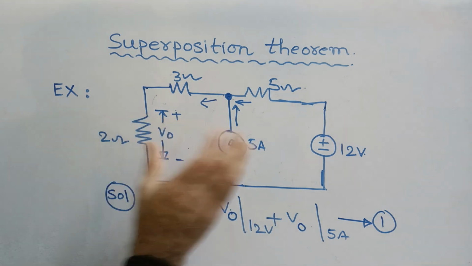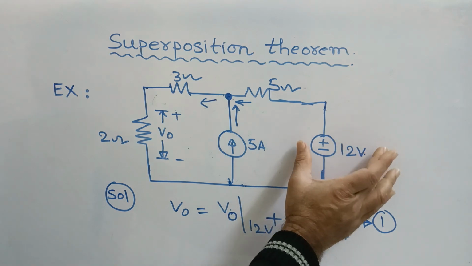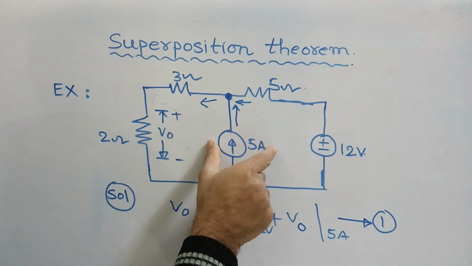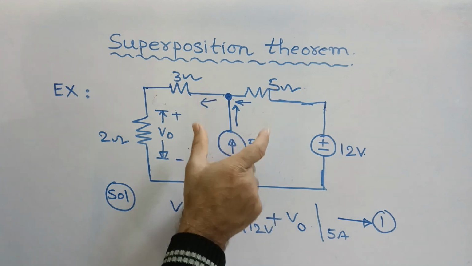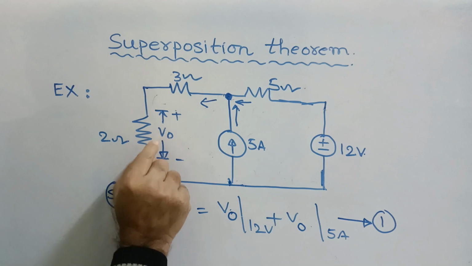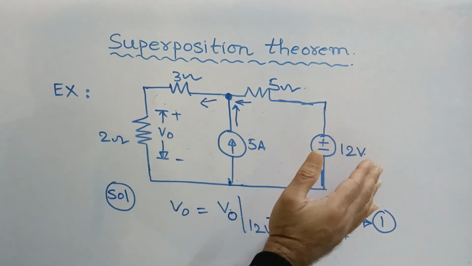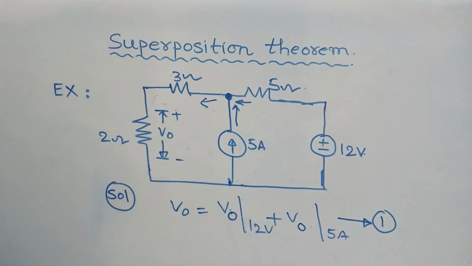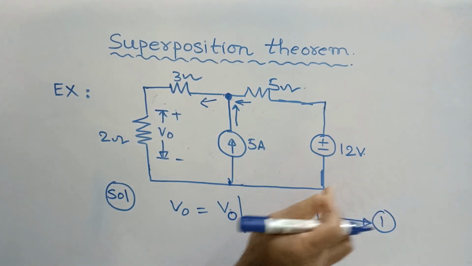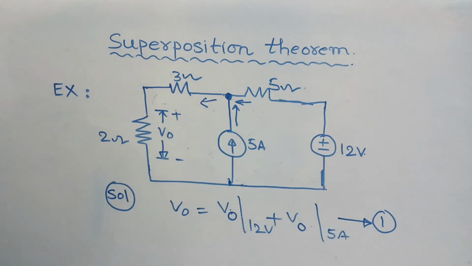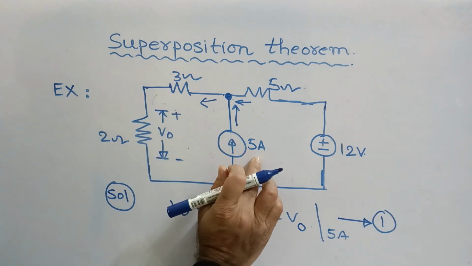So individually, by considering the 12 volt voltage source, I have to find V0 where the 5 ampere current source must be switched off. That is the first condition. And the second condition, by considering the 5 ampere current source, I have to find V0 where the 12 volt voltage source must be switched off. That is the meaning of it. Now let us consider first the V0 value with respect to 12 volt, where the 5 ampere source is switched off. So how will the current source be switched off?